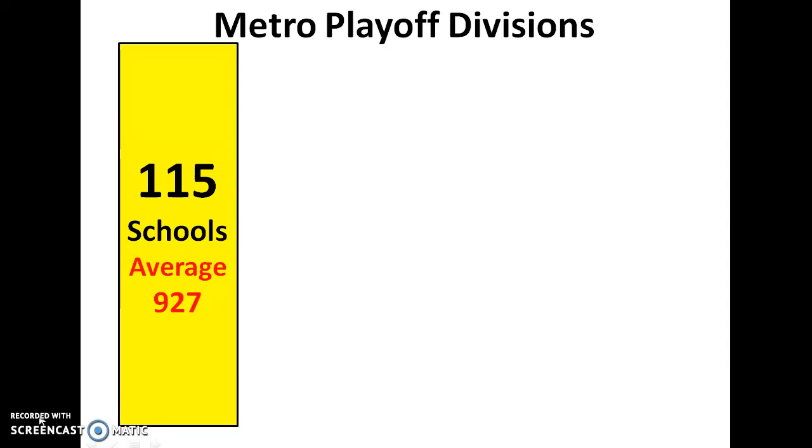There are 115 schools that are designated metro. The average enrollment of the schools is 927. From that average, any schools at or above 927 get separated from any school below the 927 mark.